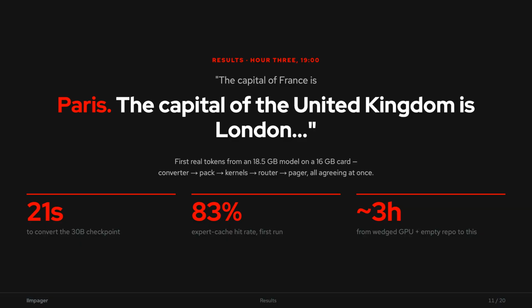3 hours in, at 7 in the evening, the whole chain ran end to end for the first time. The prompt was, "The capital of France is", and the model, with its experts streaming off disk through a cache with an 83% hit rate, wrote, "Paris. The capital of the United Kingdom is London. The capital of Germany is Berlin." Converter, format, kernels, router, and pager, all agreeing at once. That's the moment this went from an architecture to an engine.